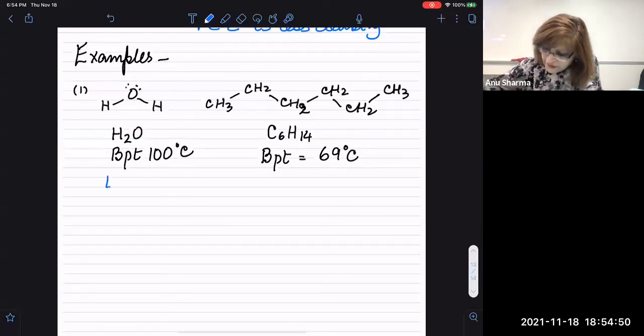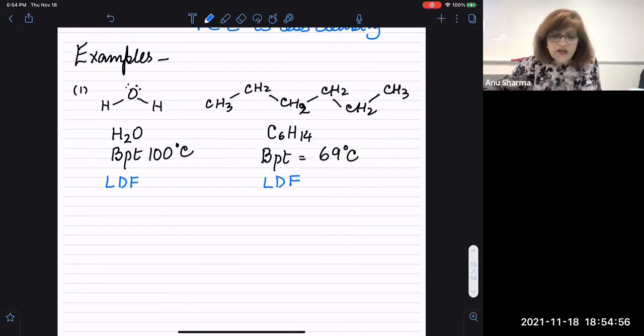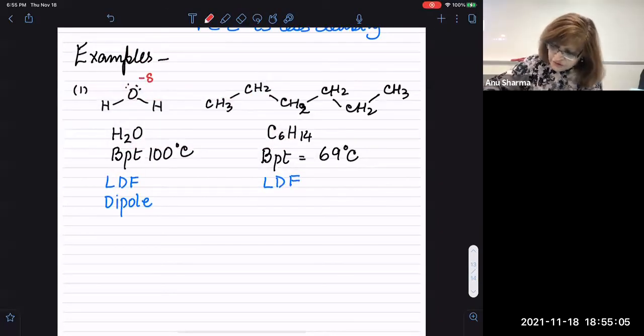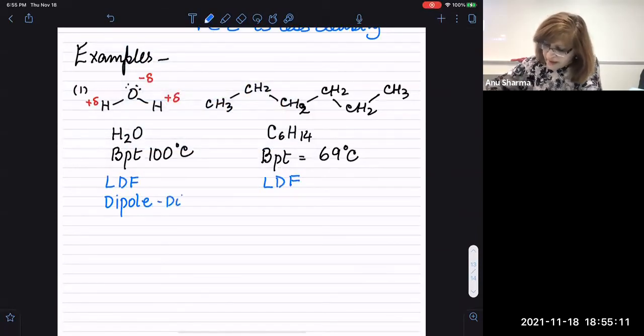In this case, London dispersion forces are present in both of them. But water will also have dipole-dipole. Remember, a dipole is where one side is negatively charged and the other side is positively charged. So this also has dipole-dipole. And the third thing coming in water is hydrogen bonding.